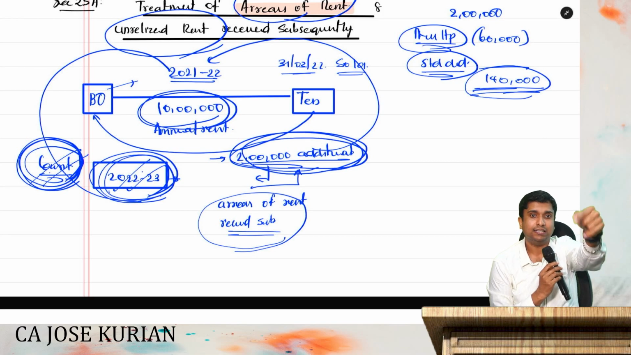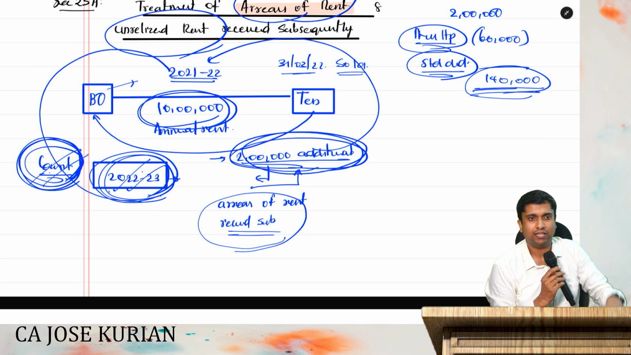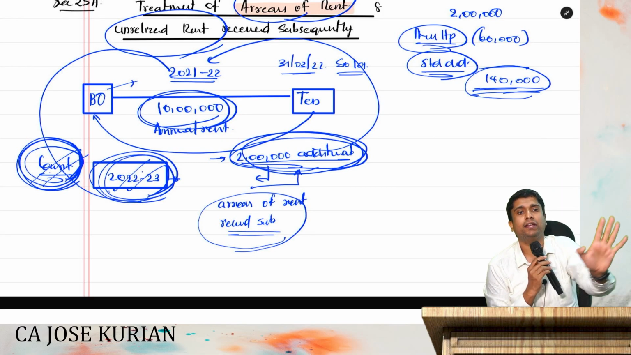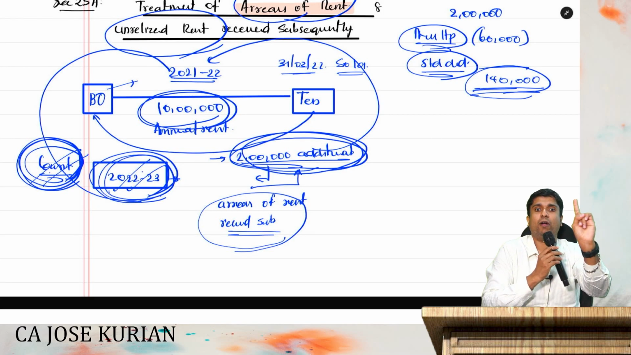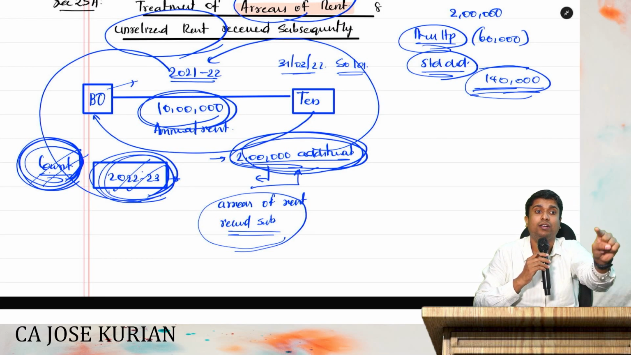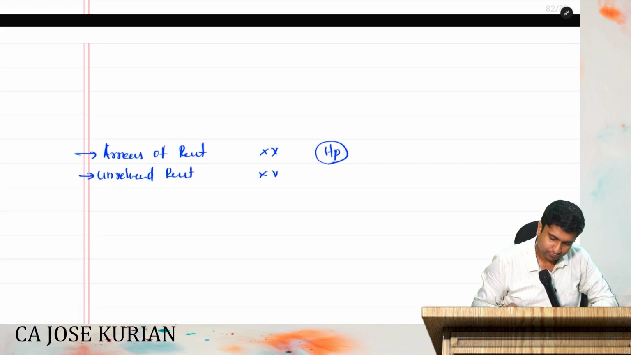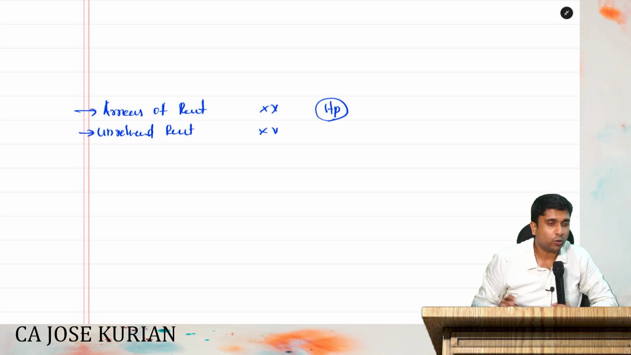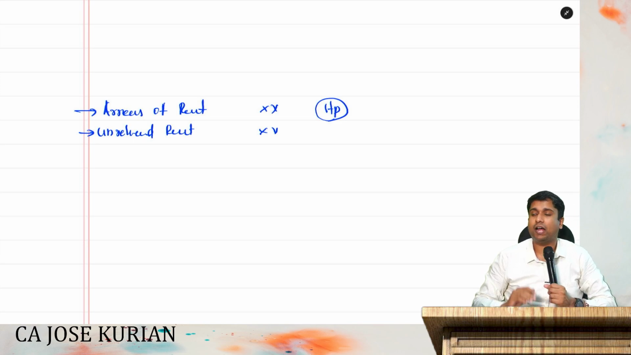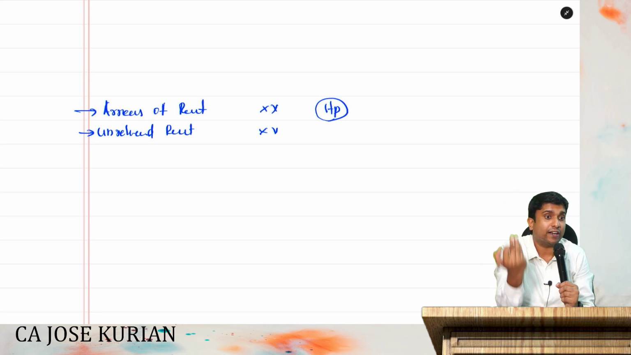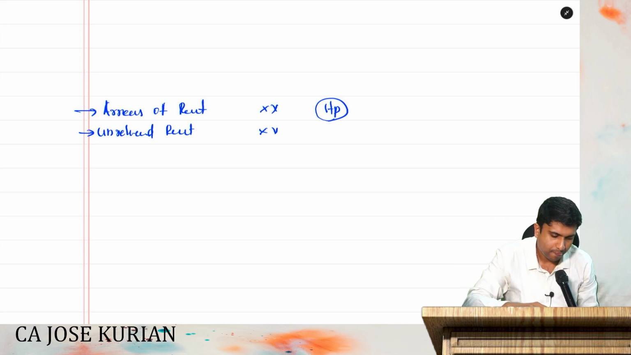You are getting an unrealized rent or arrears of rent this year. And hence, in the year of receipt, it is fully taxable under the head house property. The only one and only deduction that you can claim from that is what? Standard deduction 30%. That's it. I hope it is also clear. So that is the treatment for unrealized rent as well as arrears of rent subsequently received.